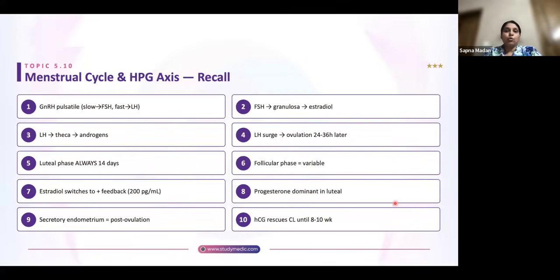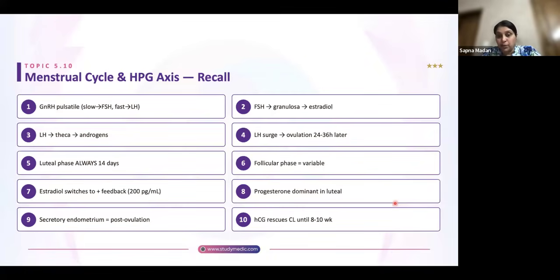LH surge to ovulation is around 24 to 36 hours. Luteal phase is fixed, always 14 days. Follicular phase may be variable. Estradiol switches to positive feedback when it reaches a level of around 200 picograms per milliliter. It has a positive feedback on luteinizing hormone.